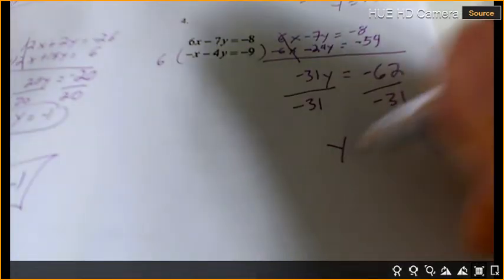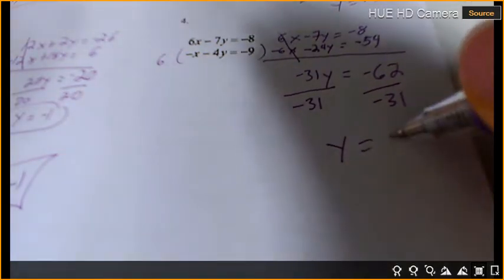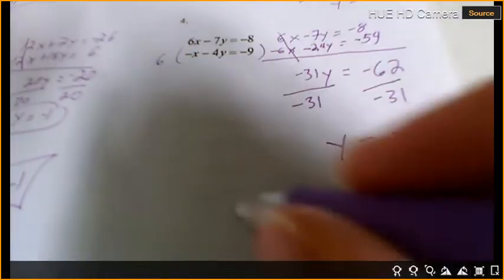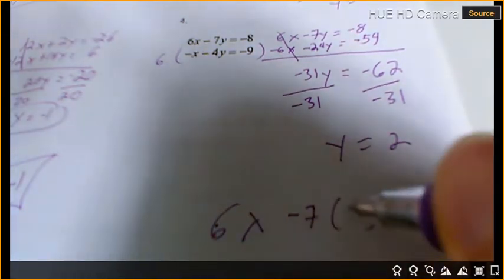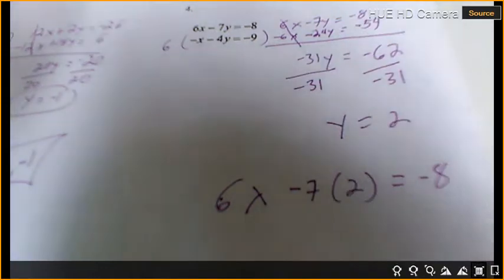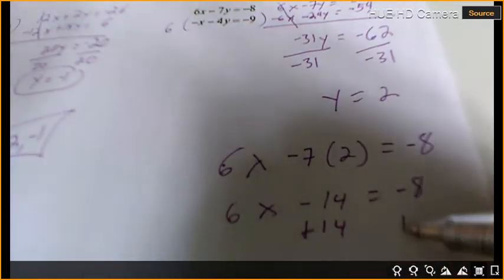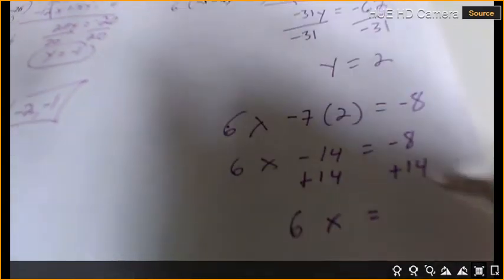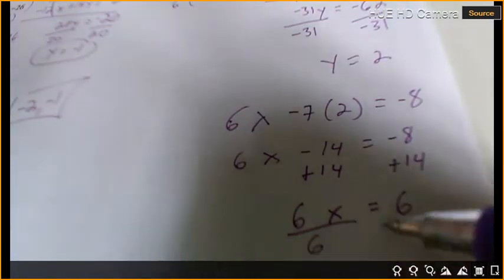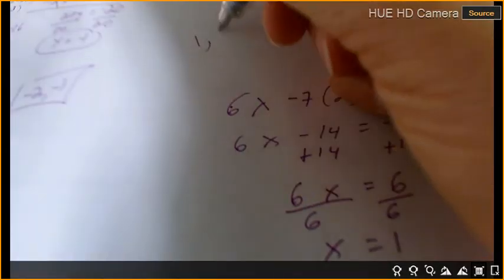And I get, what? Yep. And then I get y equals 2. And then I'm going to plug this back in. I'm going to say 6x minus 7 times 2 equals negative 8. So 6x minus 14 equals negative 8. Add 14 to both sides. 6x equals 6. Divide both sides by 6, and what does x equal? 1. So 1 comma 2 is my answer.